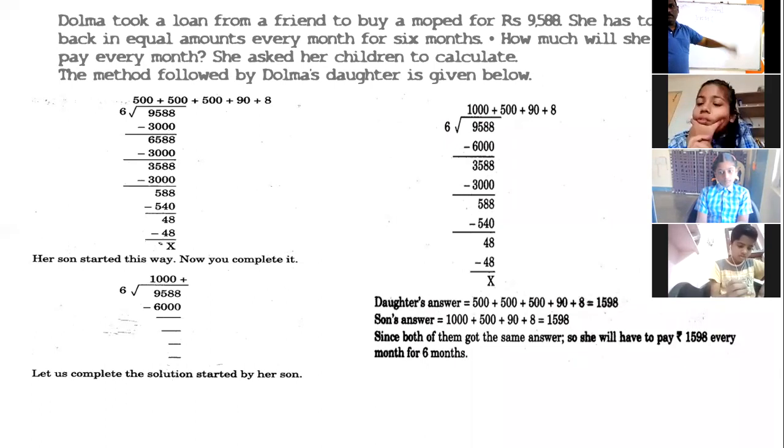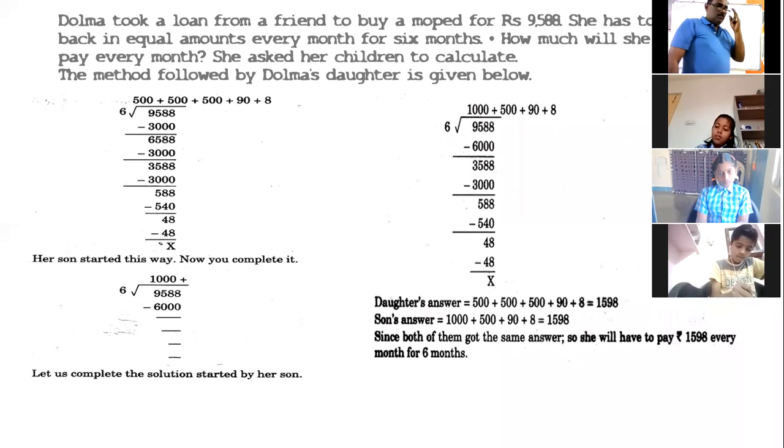Every month she has to pay. The total amount is to be divided over 6 months. That means you have to do division by 6. How do you do it? Many methods are there. I mentioned 2 methods. You need not copy these 2. You can use your own methods also.